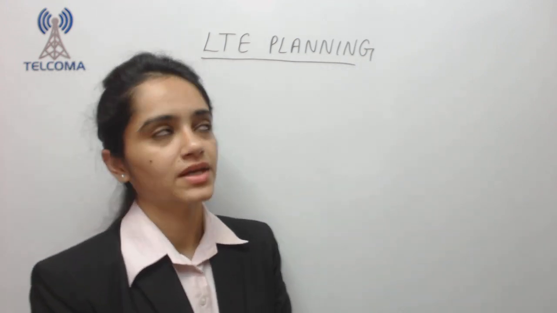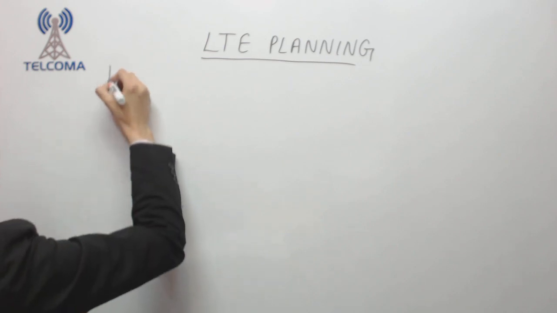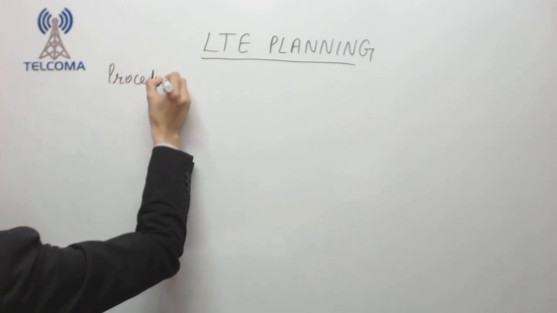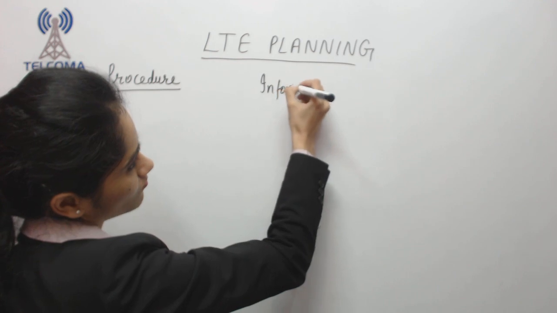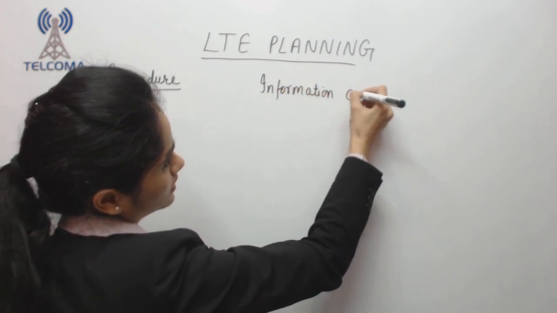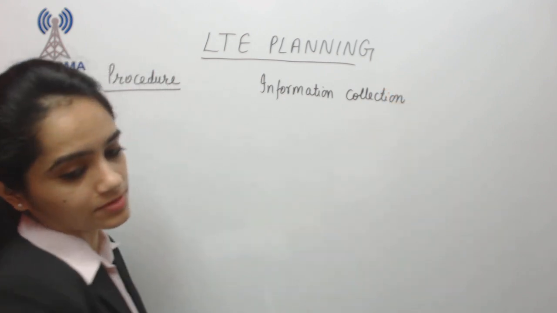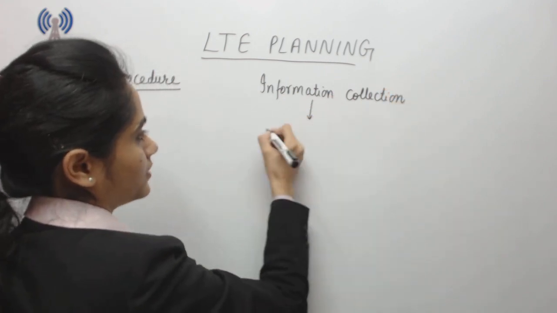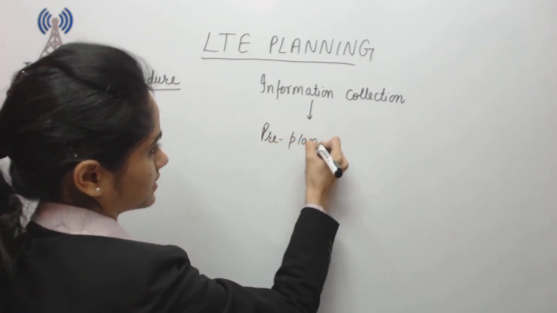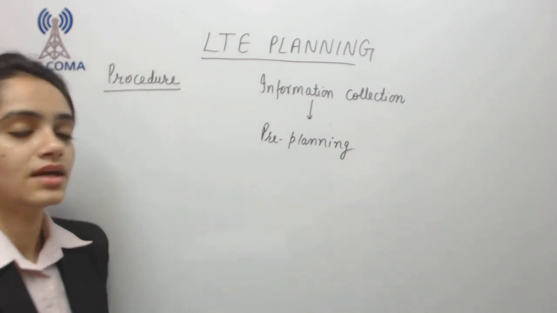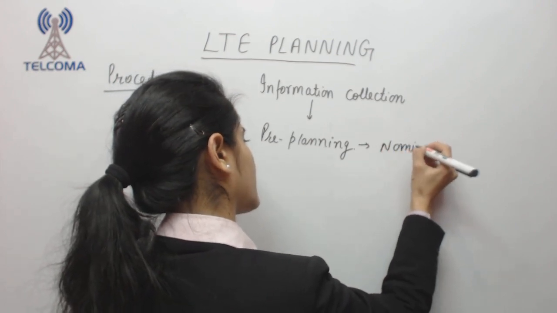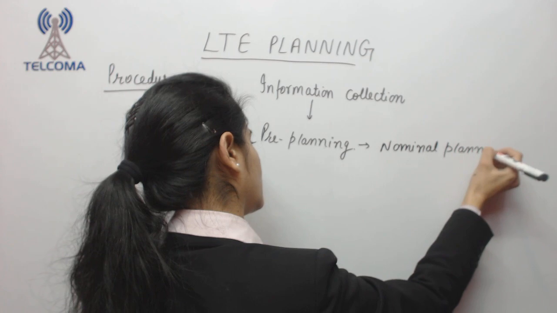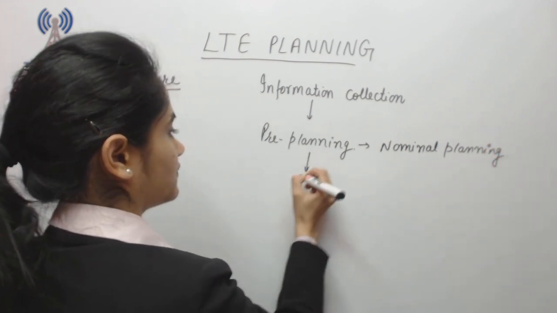So today we are going to discuss what the procedure for LTE radio network planning is. The very first step is information collection. That means we need to collect information about the network. After that, we have to pre-plan. So the next step is pre-planning, which is also called nominal planning.